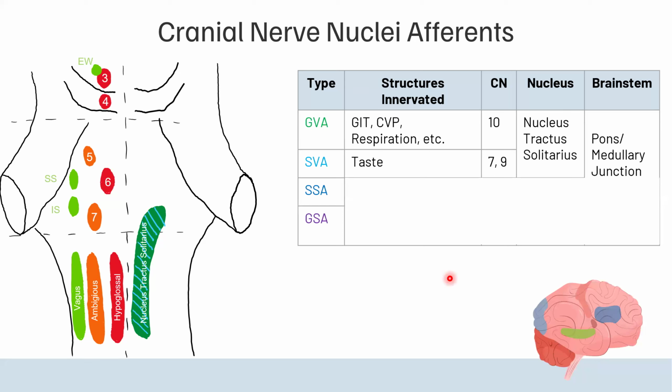Okay, now we said that for afferents, we also have something that is special, which is our hearing. Yes, that is the special somatic afferent. And that is hearing. Hearing is done through the 8th cranial nerve. However, when I am referring to the special somatic afferent, I am actually referring to the inferior colliculus. So right here. Okay, and when I'm referring to the inferior colliculus, I'm talking about an auditory reflex.